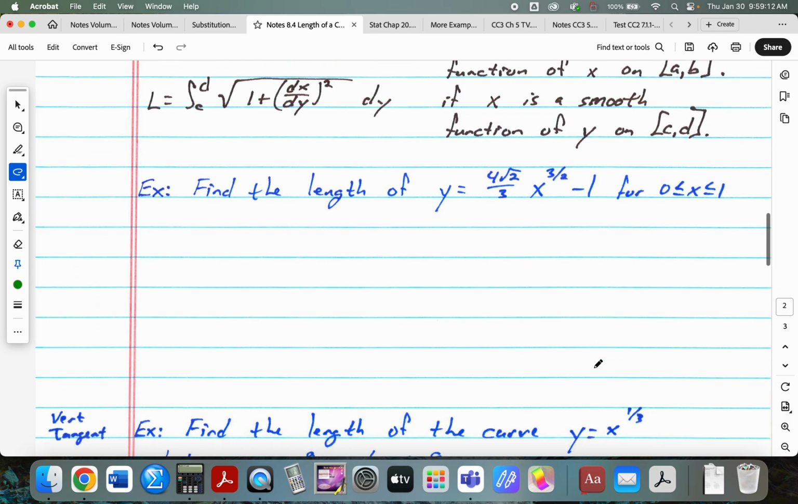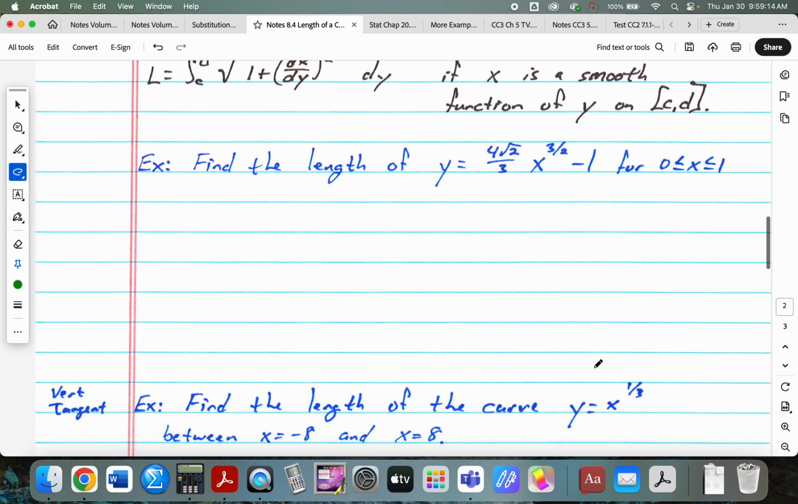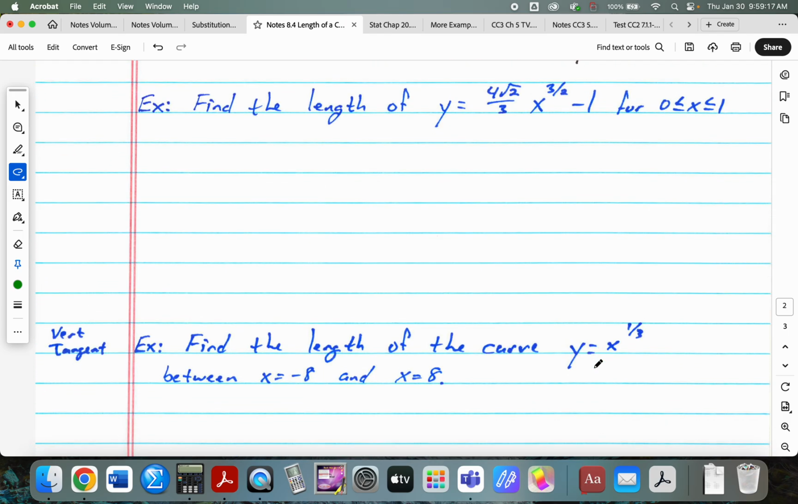So let's find the length of y equals 4 square root of 2 over 3 times x to the 3/2 minus 1 on the interval from 0 to 1. And you're like, why is that so horrible? It's horrible so that we can do it by hand. This being horrible makes our calculations actually much easier at the end.